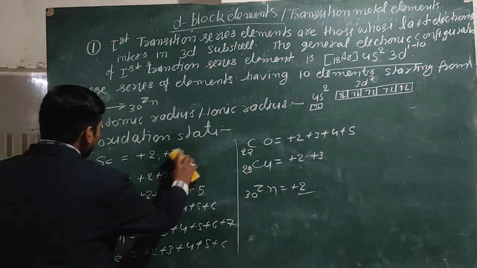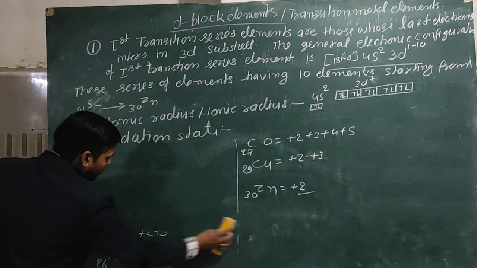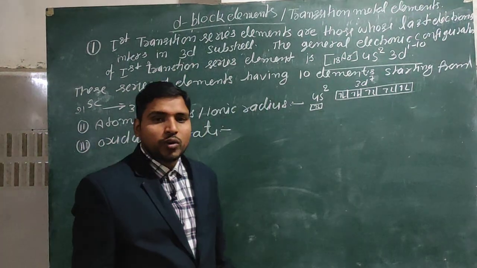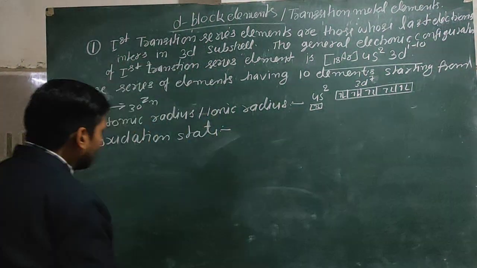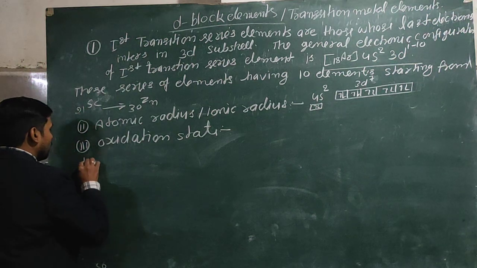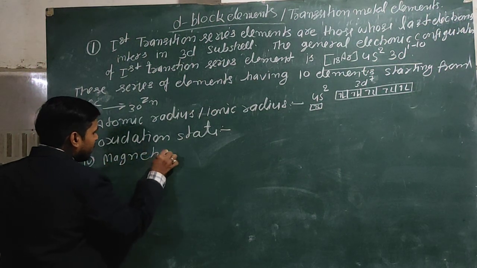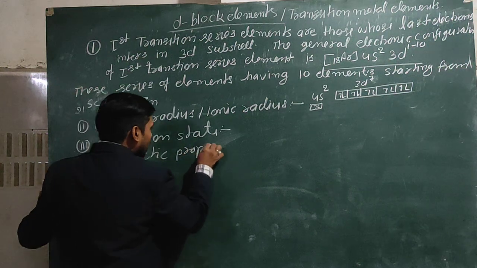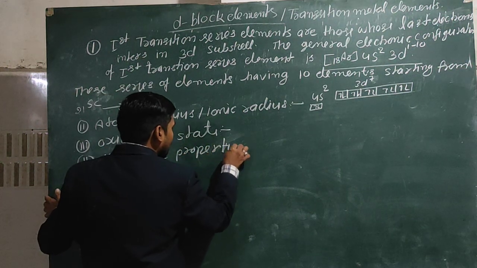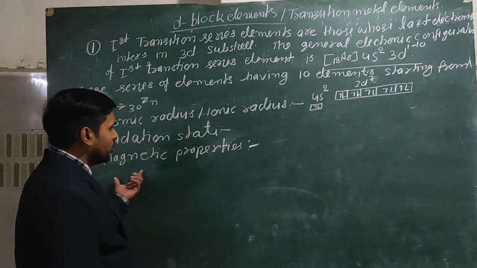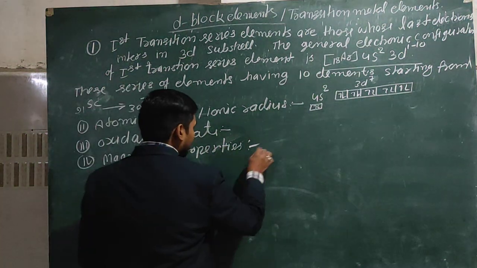Okay, after the knowledge of oxidation state, we try to understand the magnetic properties. What are the magnetic properties? Fourth is magnetic properties. What are the magnetic properties of 3d transition series elements?